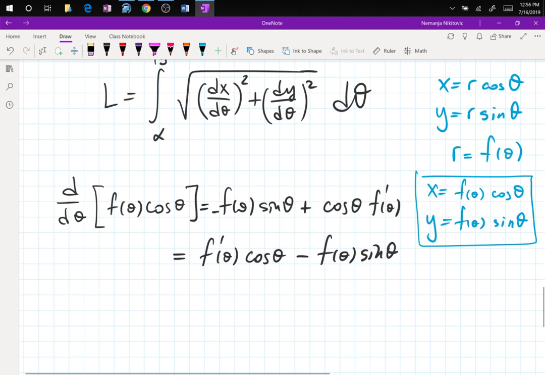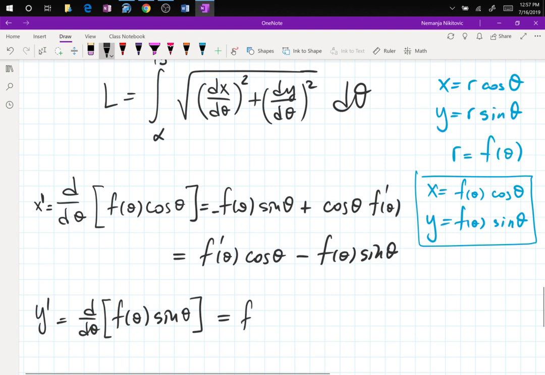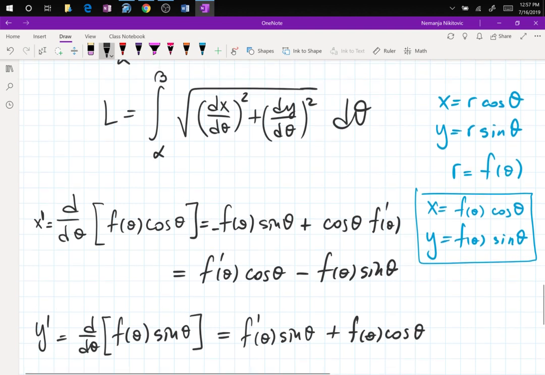Now I can just put x prime over here. How about that? So now y prime would be the derivative with respect to theta, and now you have f of theta sine theta. It's the product rule again. I'm just going to skip over that stuff and just have f prime of theta sine theta plus f of theta cosine theta, because I already know it.